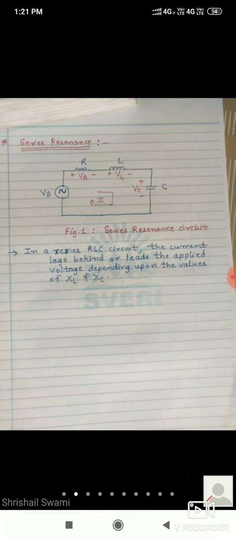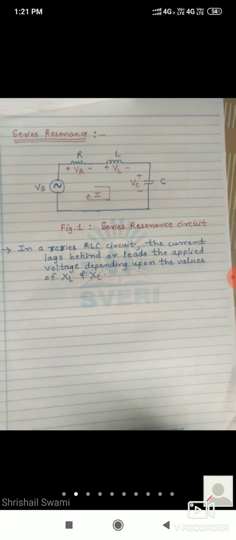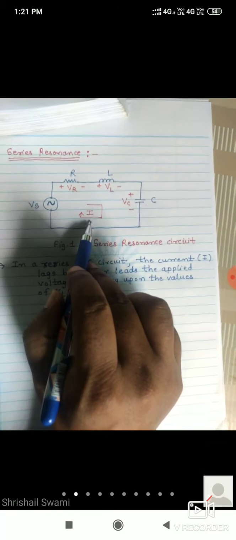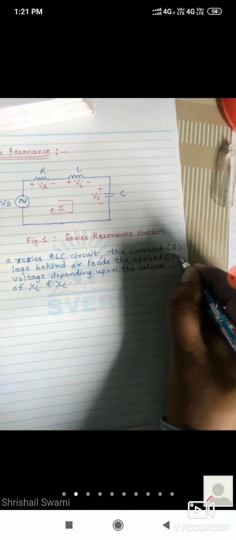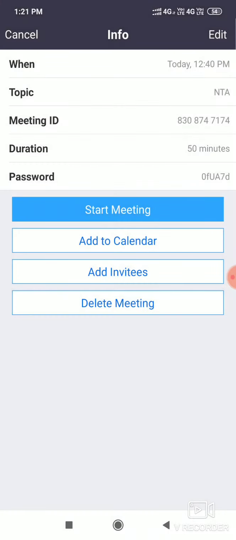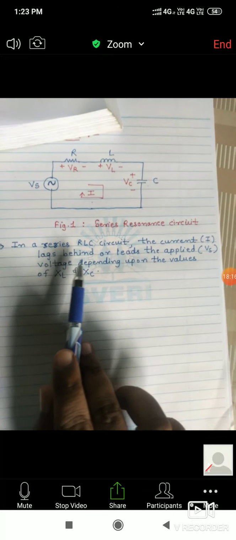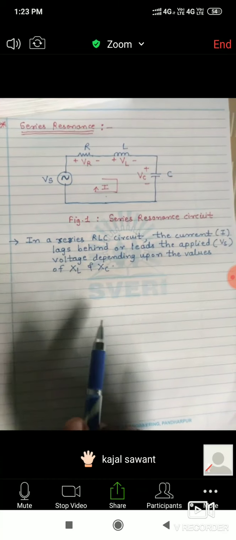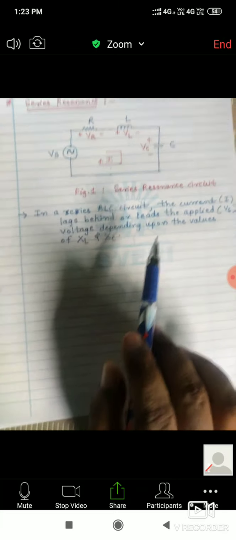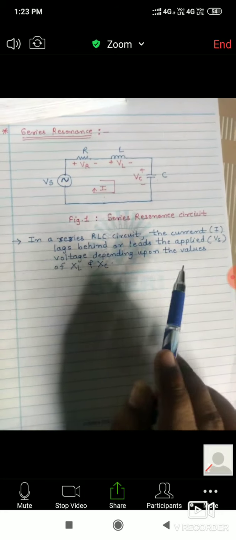What is the meaning of this statement? In a series RLC circuit, the current, which one is it? I. Okay, that current I. So the current I lags behind or leads the applied voltage. What does applied mean? VS means this source. Now in a series RLC circuit, the current I lags behind or leads the applied voltage VS depending on the values of XL.